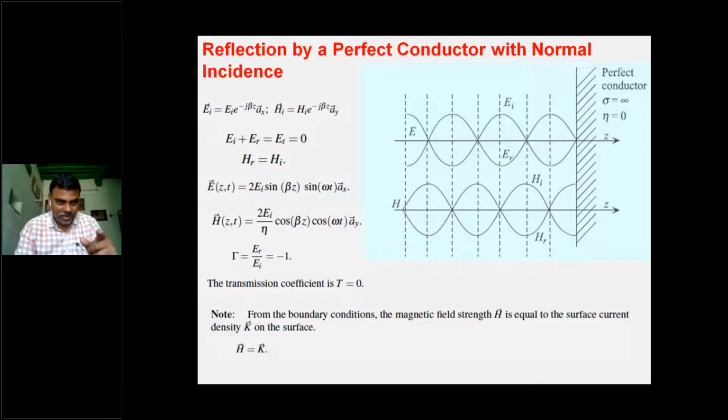Okay, and here those equations E and H are solved by taking the condition Ei plus Er equal to 0. That means Ei has to be replaced by minus Er and Hi has to be replaced by Hr. Okay, so this is the reflection by a perfect conductor.